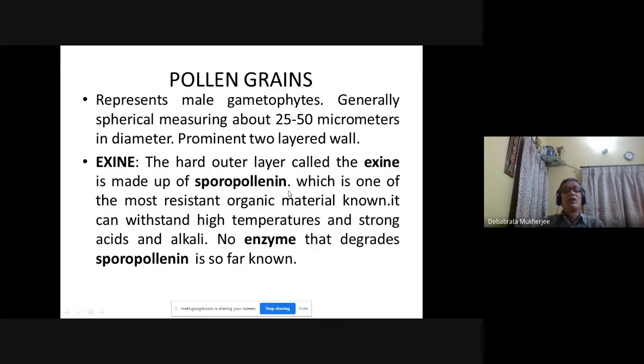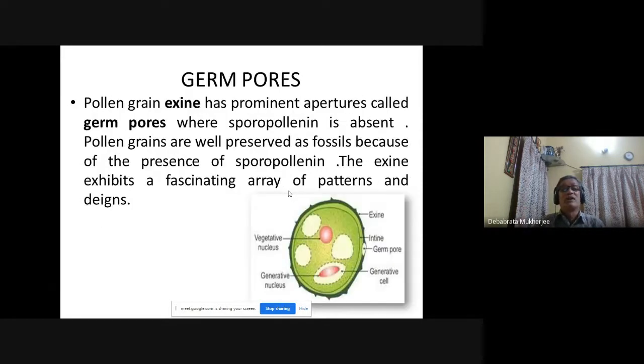Now the pollen grains represent male gametophytes, 25 to 50 micrometers in diameter. There will be two prominent layers. One is the outermost exine, which is made up of sporopollenin, the most resistant organic material known. It can withstand high temperature and strong acids and alkali. No enzyme known so far can degrade it.